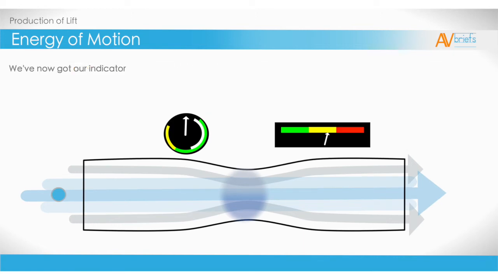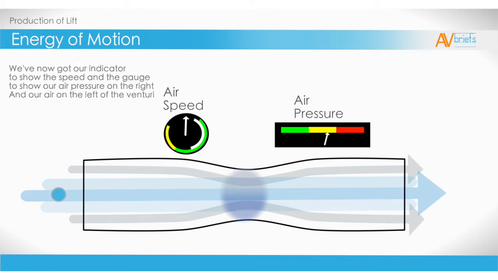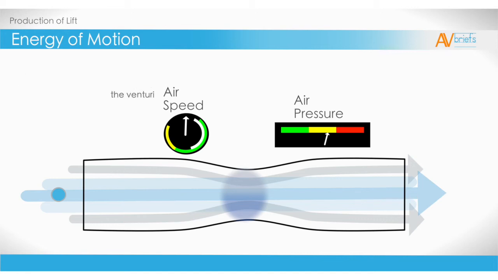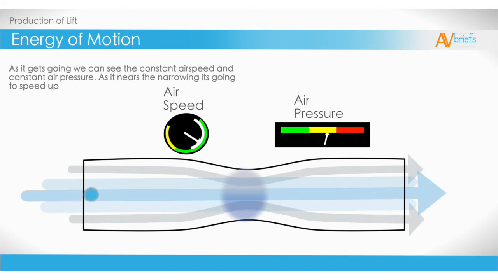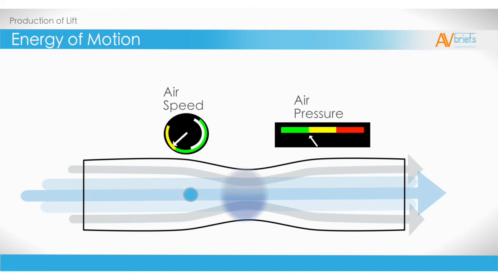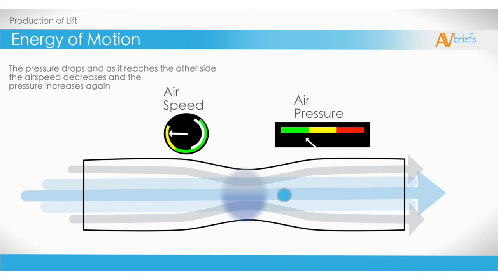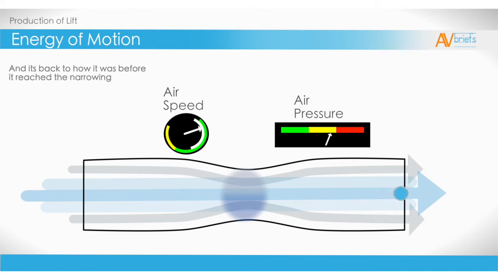We've now got our indicator to show the speed of the airflow, and our gauge to show our air pressure, which is on the right. And our air molecule with all its friends trying to enter the venturi is on the left. As our friends get going, we can see the constant air speed and constant air pressure. As it nears the narrowing, it's going to speed up. The pressure drops as it speeds up, and as it reaches the other side, the airspeed decreases due to the larger cylinder, and the pressure increases again. And it's now back to how it was before it reached the narrowing. It's the very same relationship between airspeed and pressure that we were looking at.